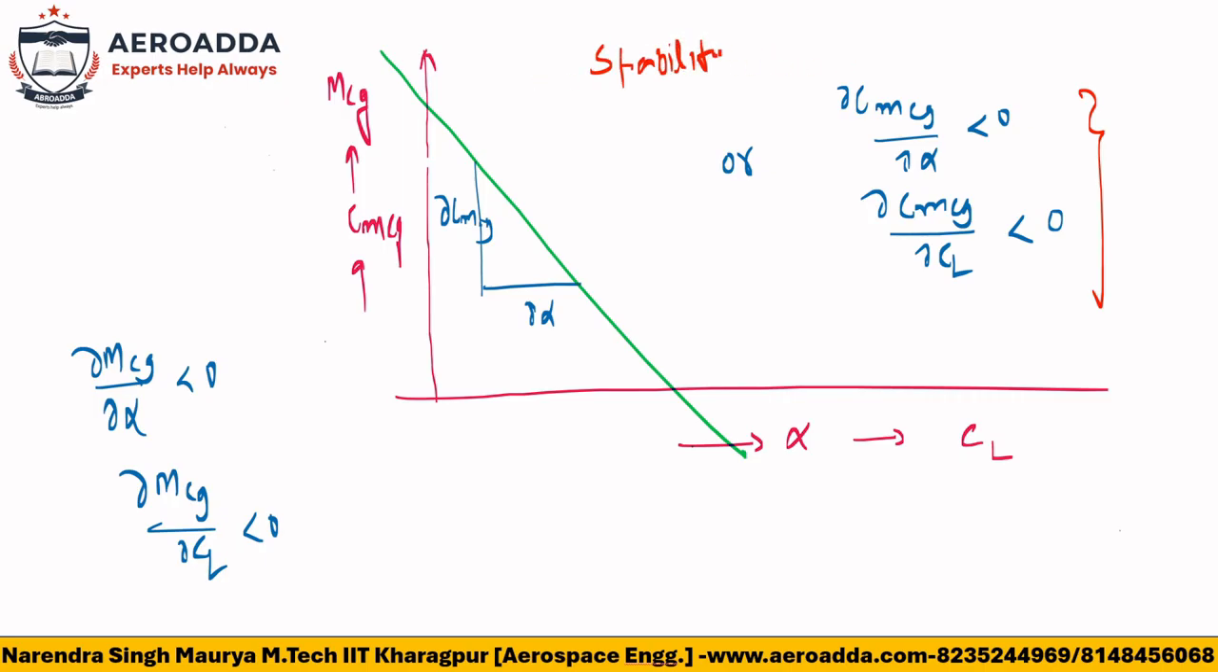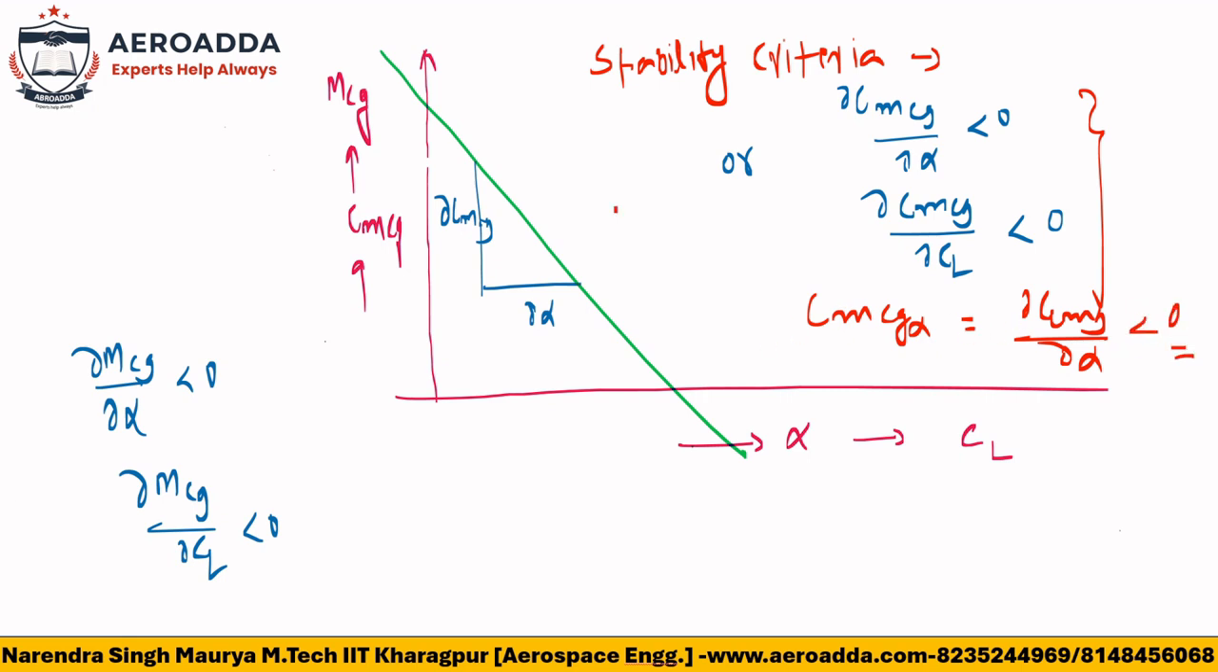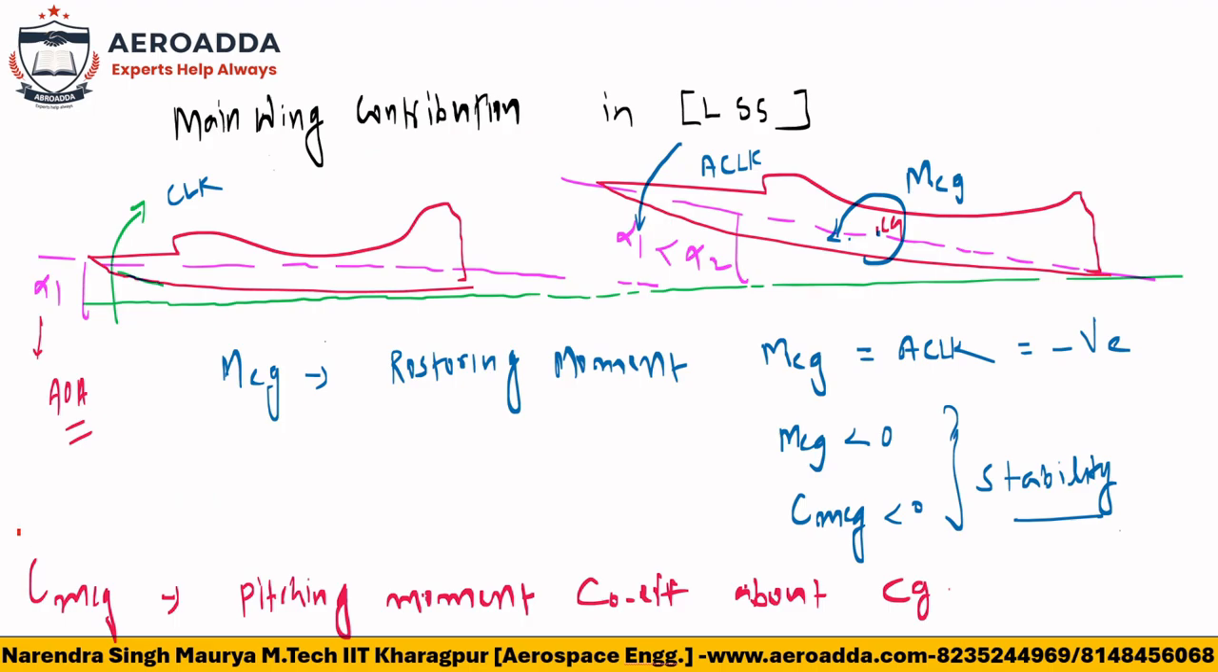Not one time, multiple times they had asked here. It's a stability criteria. Generally what they write is CMCG alpha, which means ∂CMCG by ∂alpha. What should be that value? They will ask whether CMCG alpha is greater than 0 or less than 0. It is always less than 0, that is negative, because then only you will get the negative slope. And that negative slope indicates that ∂CMCG by ∂alpha is less than 0.